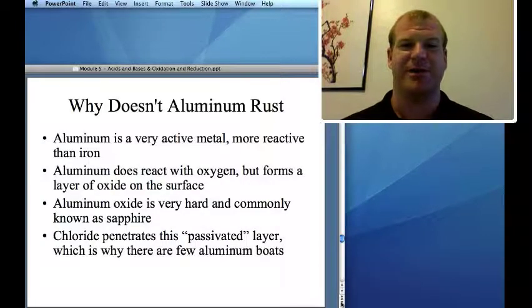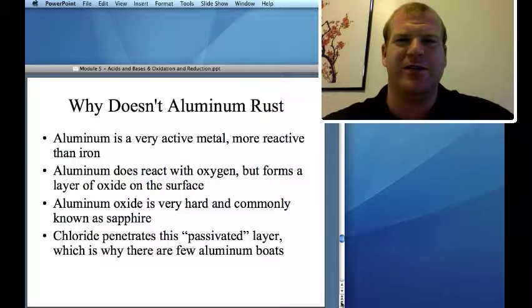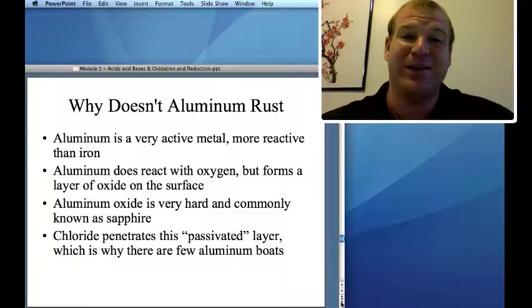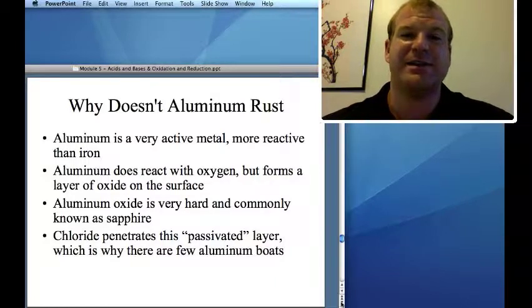Aluminum doesn't rust. So you wonder, why doesn't aluminum rust? Well, you might first think that aluminum is not a very reactive metal. Turns out that aluminum is more reactive than iron. But what happens is aluminum forms a very powerful oxide layer. Aluminum oxide is also known as sapphire. So sapphire is a very hard substance. Rust is very soft and flaky.